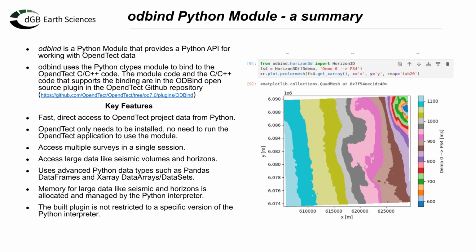Introduced in OpendTect 7.03, the odbind Python module and plugin provides a Python API for working with data stored inside OpendTect projects. It uses the ctypes Python module to bind to the OpendTect software libraries and is currently packaged as a plugin within the OpendTect code repository.